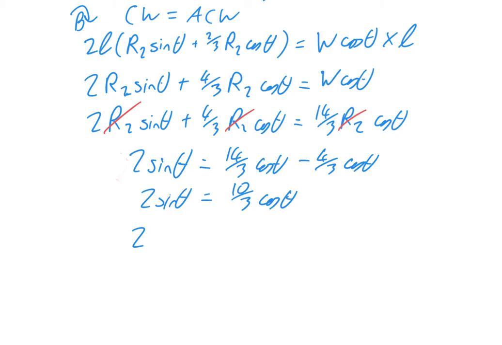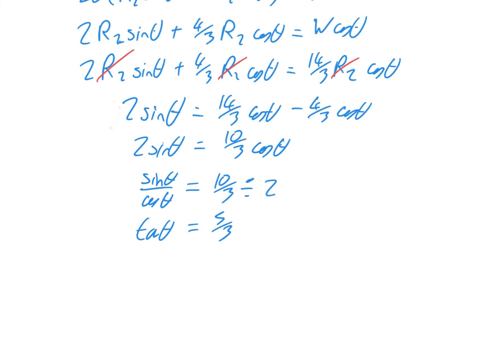Which then means you're going to have 2 divided by 10 over 3. Oops, done that the wrong way around. We want to get sine over cos, remember? So we want to bring the cos over to the left-hand side. So we get sine over cos, which is going to give us 10 over 3 divided by 2, which means tan theta is equal to 5 over 3. And then do shift and tan of that, and you got 59.0 degrees to 3 sig figs.